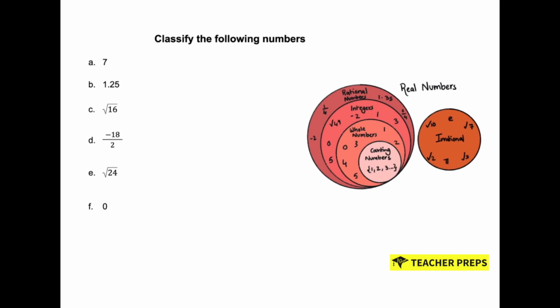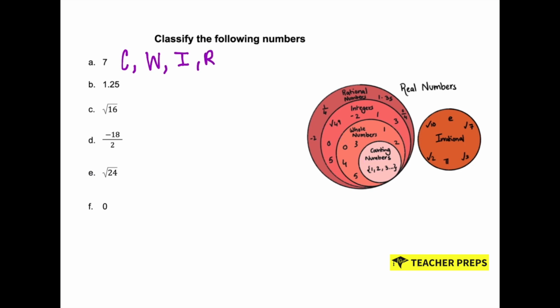Let's use the chart to classify the following numbers. Remember, a number can fit into more than one category. Let's do the first couple together. We have the number 7. 7 is a counting number. Because it's a counting number, it's going to be in every category that that circle fits in, meaning it's going to be in whole numbers, it's also going to be in integers, and it's going to be a rational number.